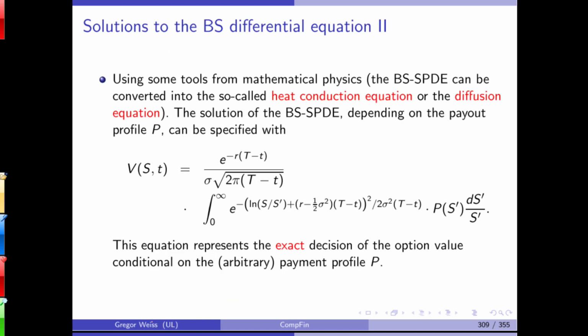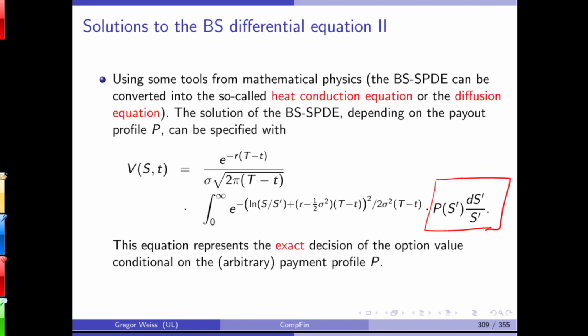Okay. Now here, at this point, we let some physicists and mathematicians help us for the Black-Scholes partial differential equation. One can see that it's quite close to the so-called diffusion equation. And you will find a solution in very simple math books. You see here the solution of the Black-Scholes partial differential equation depending on the payout profile P. P is a function. We haven't spoken about P yet, and you can see this is the solution. The function V is some factor times an integral that in the end depends on P.